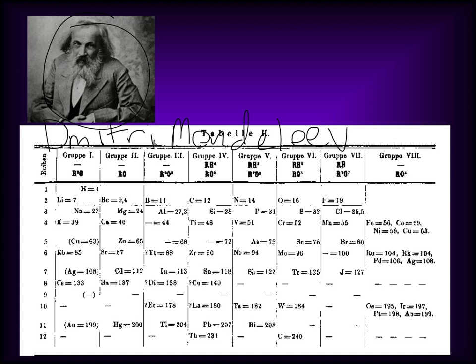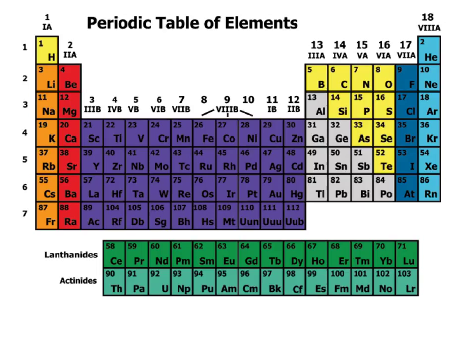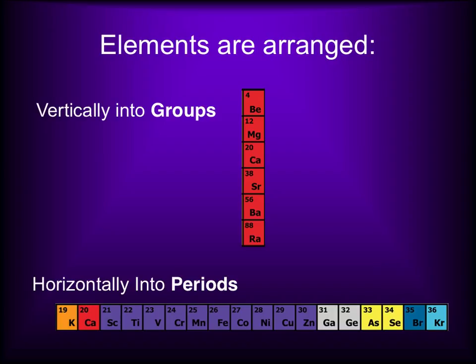Now he arranged his periodic table by atomic masses. We came up with this periodic table, where instead of using atomic masses to line up and organize the elements, we went with atomic numbers. And that gave us a much clearer pattern and arrangement for the periodic table. Now this is just a little bit of quick review, right? Vertically, the elements are in groups. Horizontally, the elements are in periods.